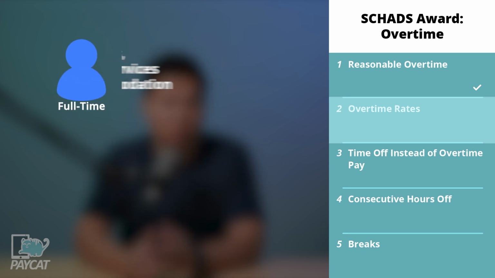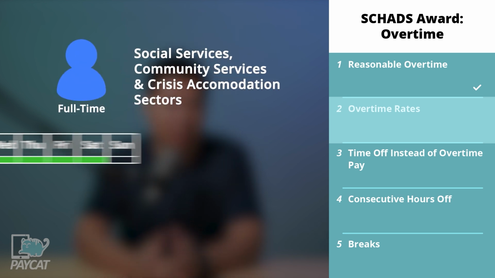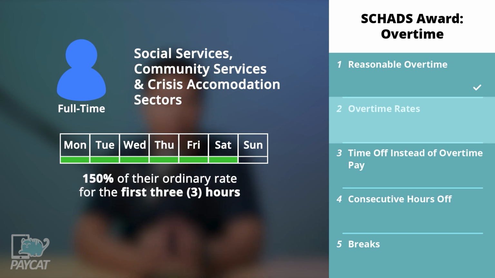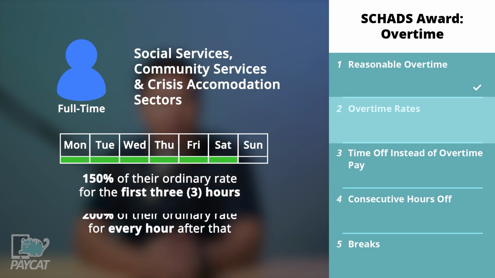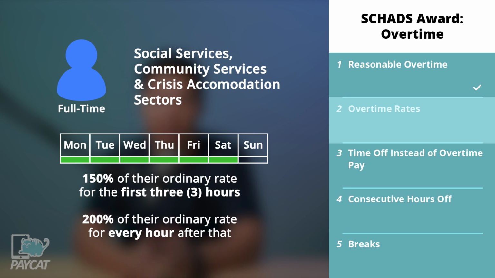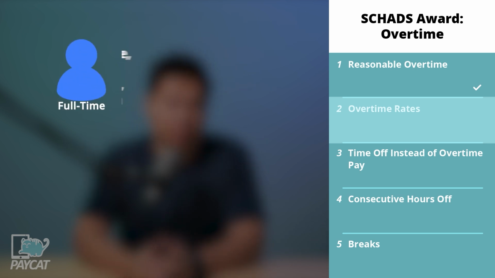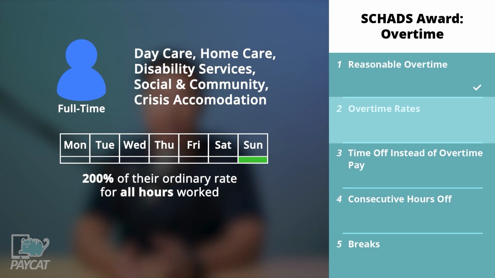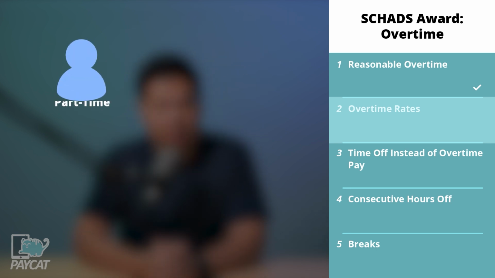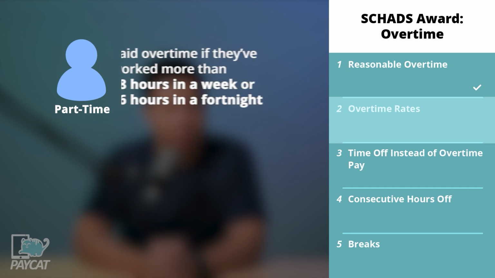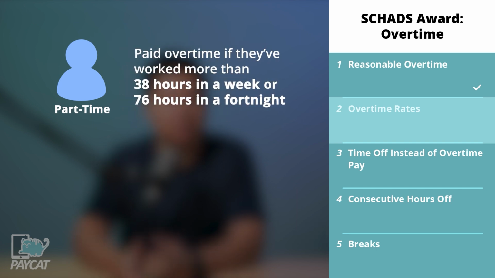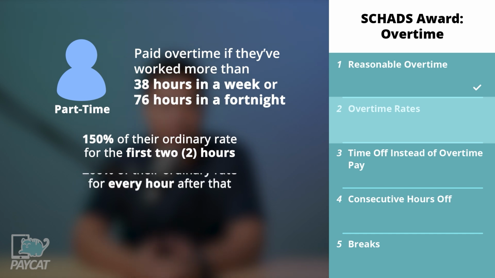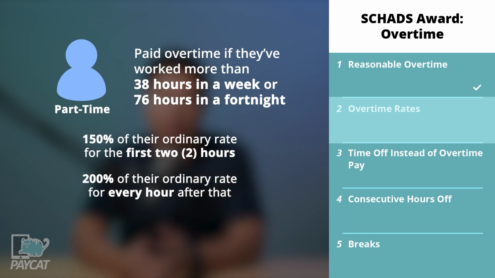Full-time employees working in the social services, community services, and crisis accommodation sector must be paid 150% of their ordinary rate for the first 3 hours and 200% after that if they work overtime between Monday and Saturday. The overtime rate for full-time employees working under either of the sectors should get paid 200% regardless of how many hours they work. With part-time employees, they must get paid overtime if they work more than 38 hours in a given week or 76 hours per fortnight. The rates are the same, 150% of the ordinary rate for the first 2 hours and 200% after that.